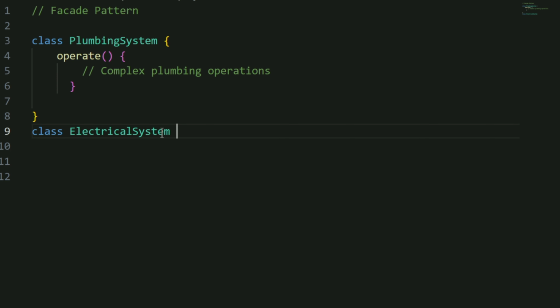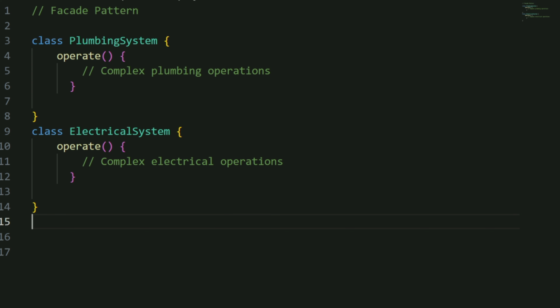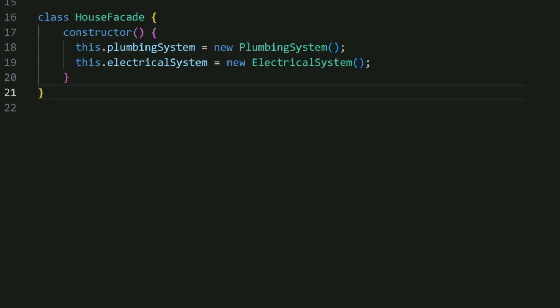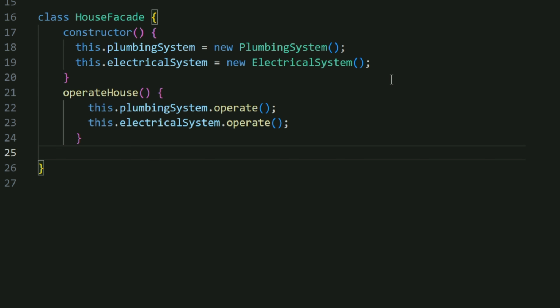In the example, classes for the plumbing and electrical systems are abstracted behind a home facade class. The facade class simplifies the operation for end users, combining intricate details of subsystems into a single, easy-to-use method. Facades are valuable for promoting code modularity, reducing dependencies, and enhancing the overall readability of complex systems.